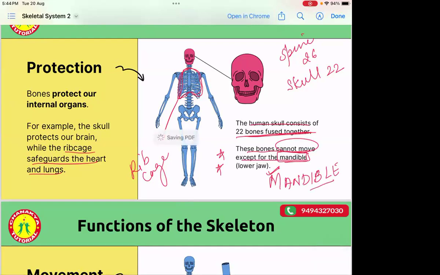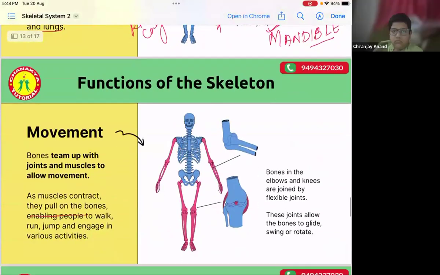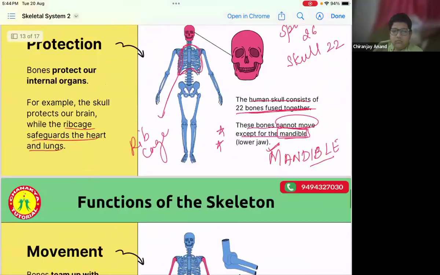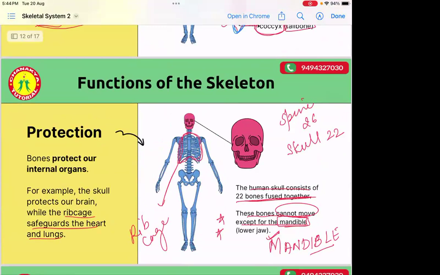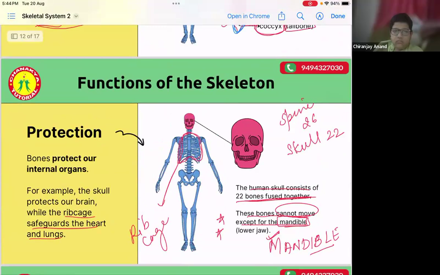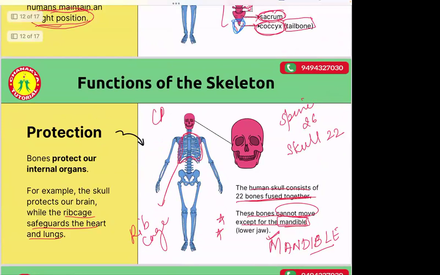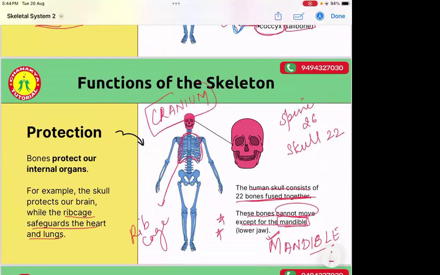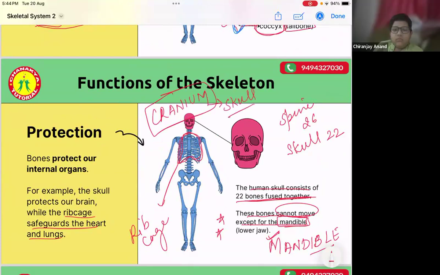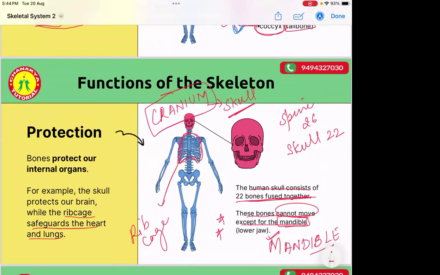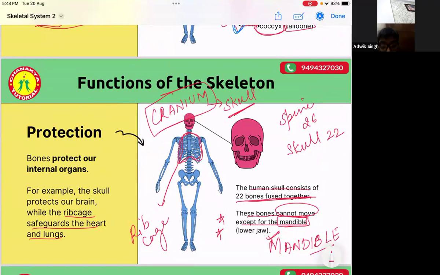So we can move them. Then the cranium. The cranium is actually the head part, the skull. The other name of the skull is the cranium. The whole skull, the lower jaw and the upper jaw both, are included in the cranium.